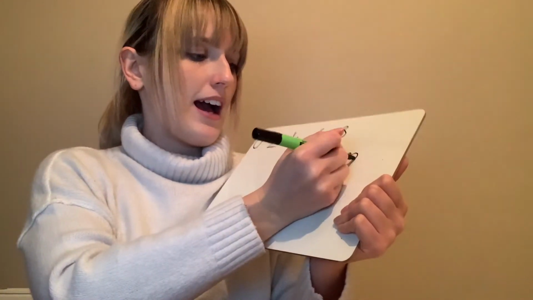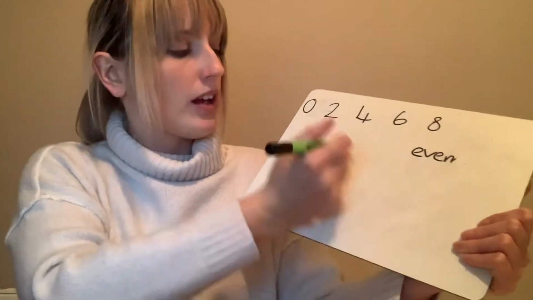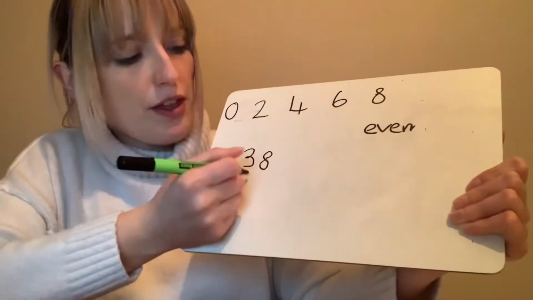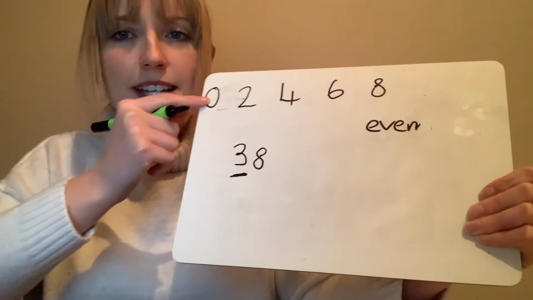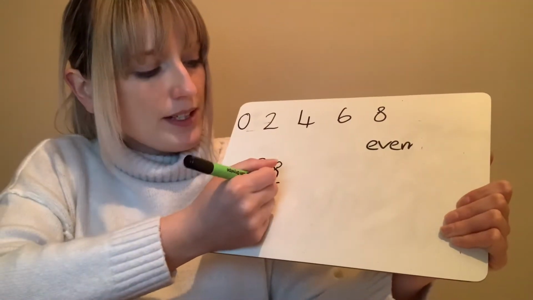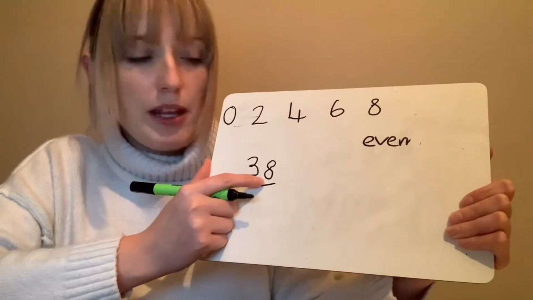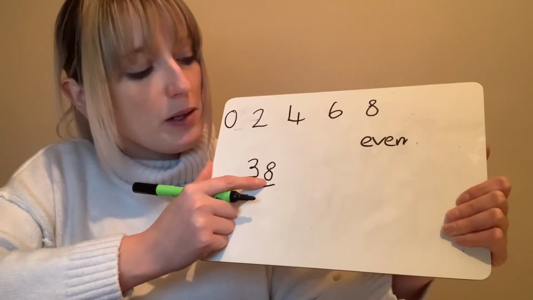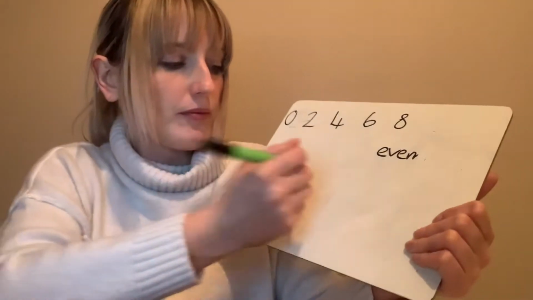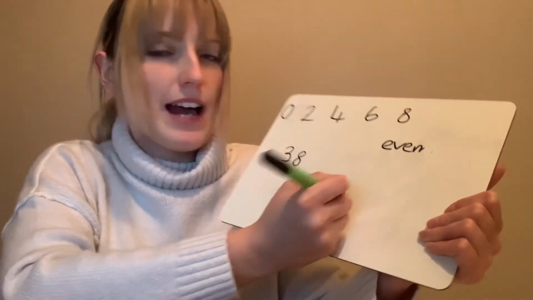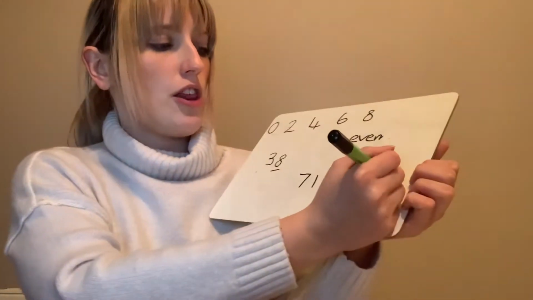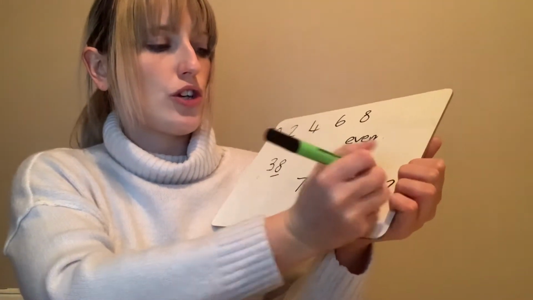Now, I might have the number 38. Okay, now it's got a 3 in. Now I know 3 isn't even, but that doesn't matter because it ends in an 8. So it's important, the important digit is the number that it ends in. So because it ends in an 8, 38 would be even. Okay, so I've got the number 71, I've got the number 83, and I've got the number 42.